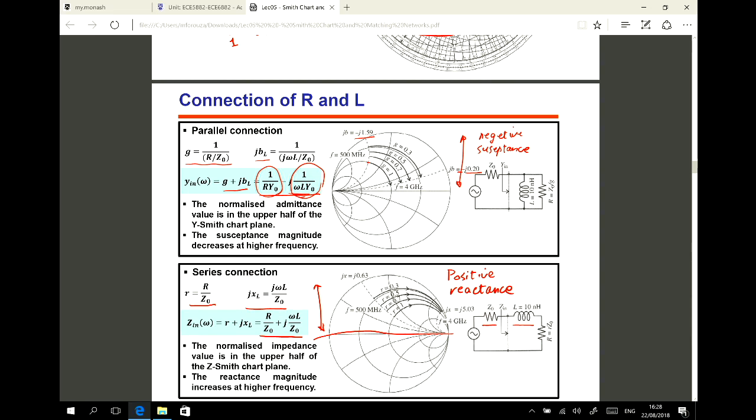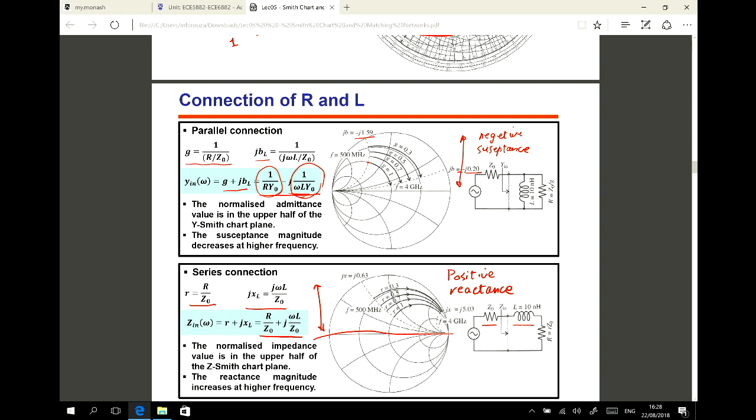And for inductance, upper half is negative susceptance, lower half is positive susceptance. But for an inductor, the susceptance is always negative because of this formula: L is positive, the value of Y naught is positive, the value of omega is positive. So this is always negative, and it is on the upper part. So there is no positive susceptance for an inductor. It is for a capacitor.